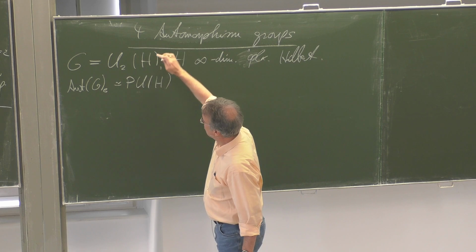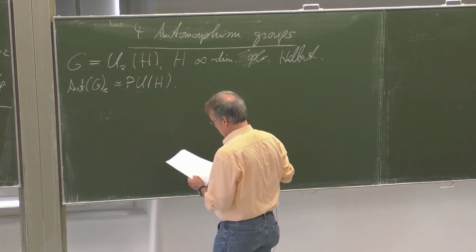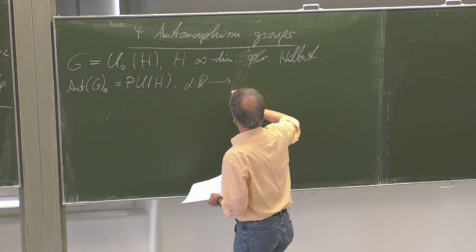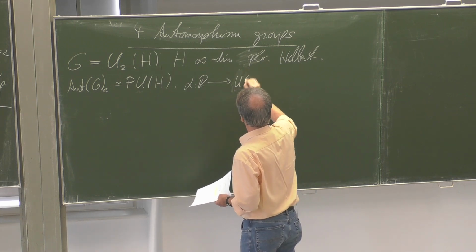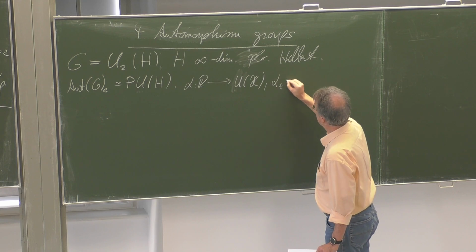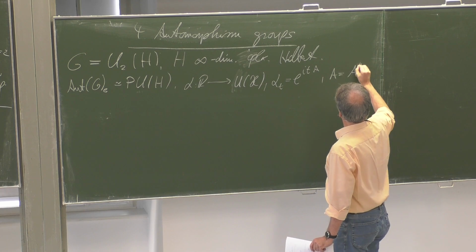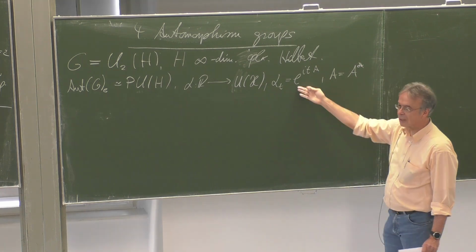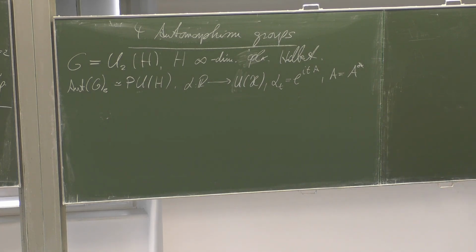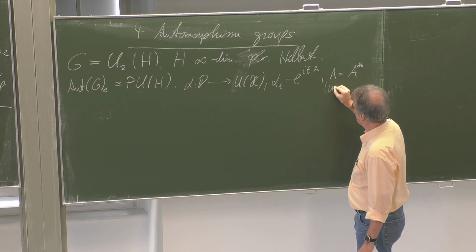So this means that every automorphism is induced by a unitary operator. So to get one-parameter groups of automorphisms, well, I have to look at unitary one-parameter groups. They can be written in exponential form, where A is a self-adjoint operator. So this is Stone's theorem. This tells us that unitary one-parameter groups have this form. So this could be unbounded.